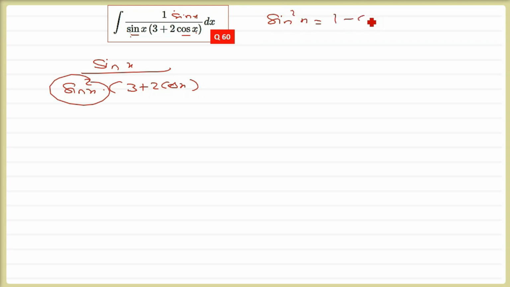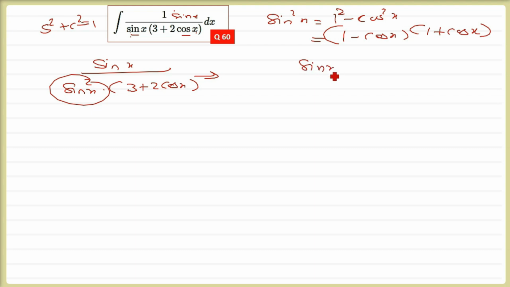So this sin square x will be 1 minus cos square x, you already know that. So sin square x plus cos square x equals to 1. 1 minus cos square x is 1 square minus cos square x, which is a minus b, a plus b. So 1 minus cos x into 1 plus cos x will come. So this whole will come as sin x divided by 1 minus cos x into 1 plus cos x, and in the denominator it will be 3 plus 2 cos x.